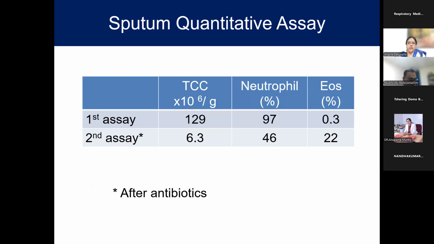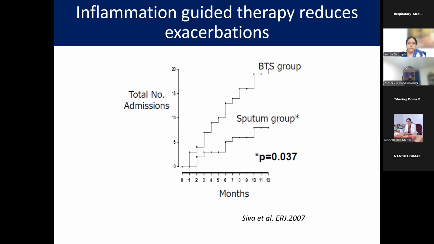So this patient had a total cell count of 129, that's raised, neutrophils 97%, that's raised, eosinophils 0.3%, that's more or less normal. We treated the patient with antibiotic, and when we repeated the counts, lo and behold, they came up with 22% eosinophils. So now the patient needs treatment with corticosteroids, done with the antibiotic part. And indeed, the sputum strategy has been shown to be far better than the guideline-based strategy here.